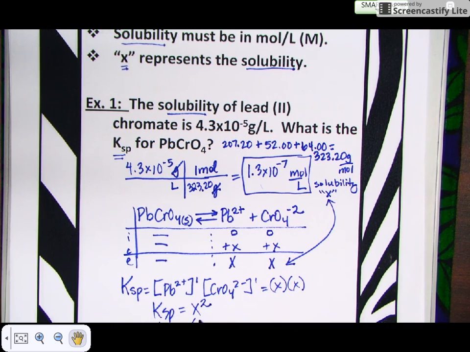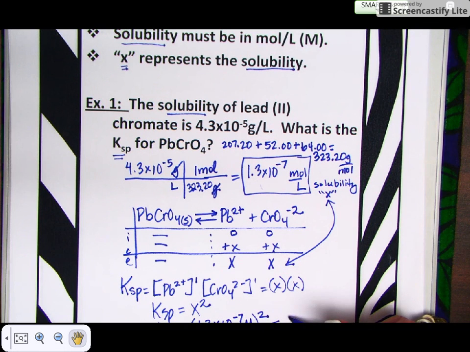KSP is equal to 1.3 times 10 to the negative 7 molar, and we need to square that. 1.3 times 10 to the negative 7, and we need to square it. So that's going to give us for our KSP and our answer 1.7 times 10 to the negative 14. So that will be your answer for your KSP.